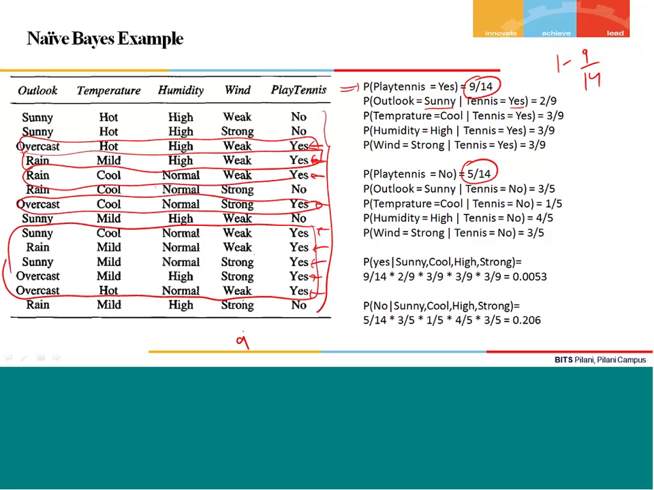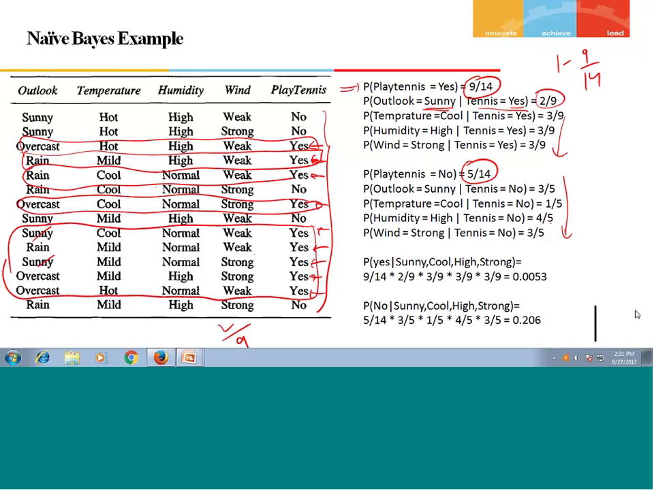I am calculating my sunny. So this is 1 sunny, 2 sunny, right? So there are 2 sunny. Out of yes, there are only 2 sunny. So the probability of seeing sunny when tennis is yes is 2 by 9. Likewise, we are calculating all parameters.